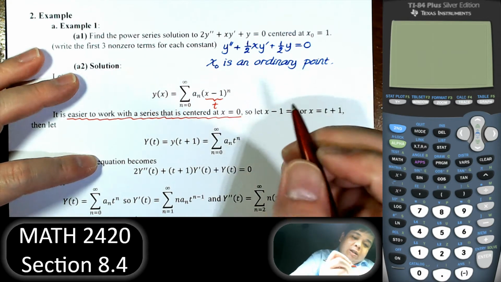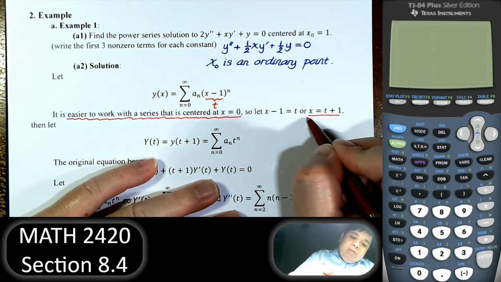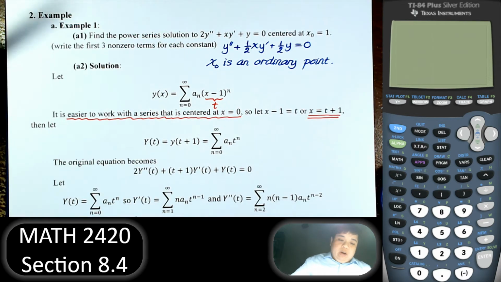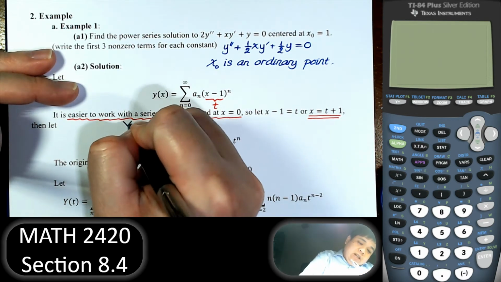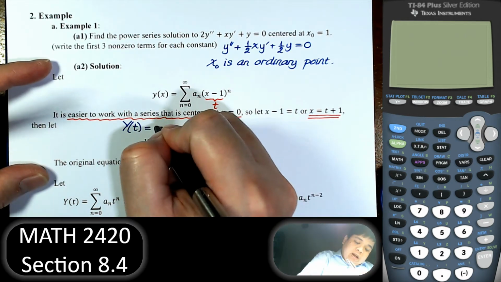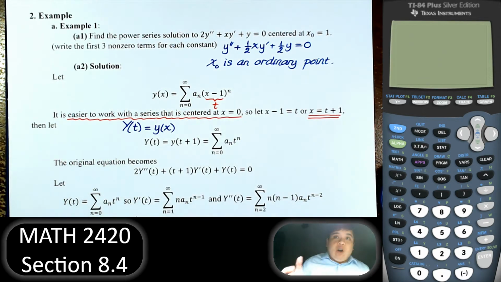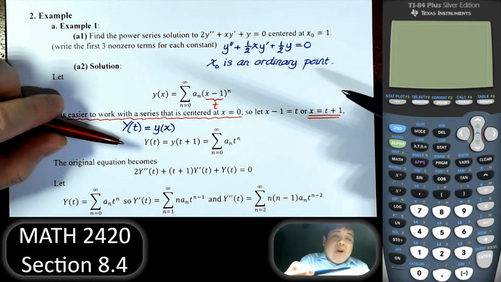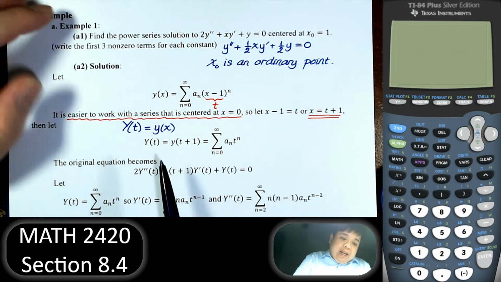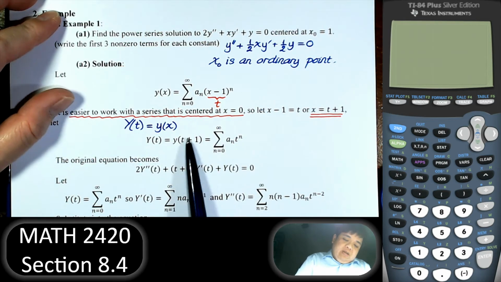so we solve for x, which is equal to t plus 1. So we will say let y of t be little y of x. By the way, this y is just a different function. This is not a Laplace transform, just a different function of a different variable. Now x is equal to t plus 1, so we can write y of t as this series.